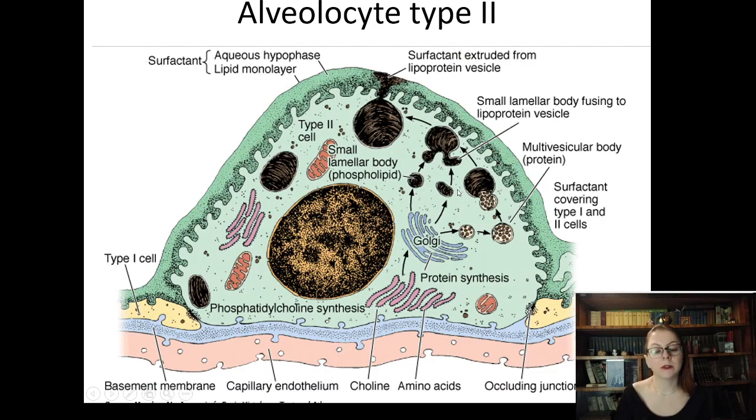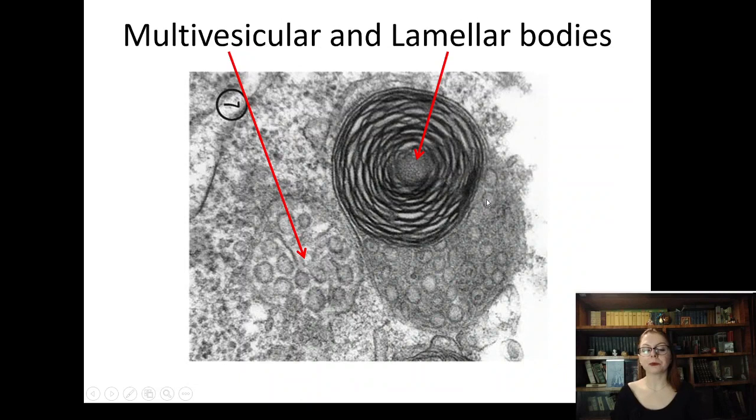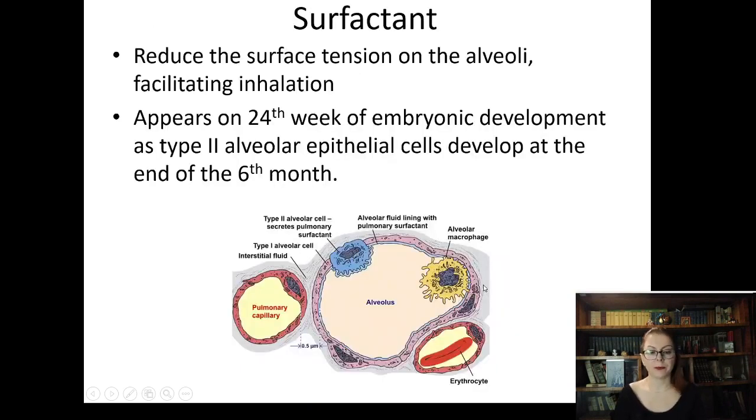Okay, here alveolocyte type 2 is shown again, so you may see lamellar bodies and multivesicular bodies, both producing the upper phase and the hypophase of the surfactant. Here again is another representation, with transmission electron microscopy, of lamellar bodies and multivesicular bodies. And what is written about the surfactant?